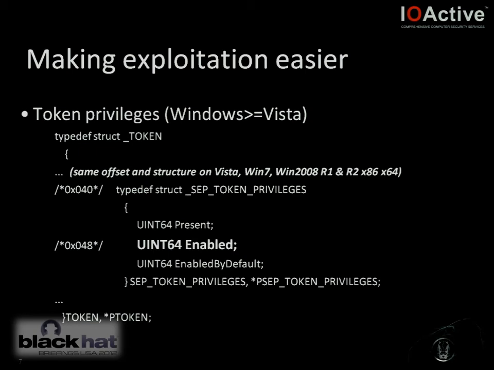It becomes very simple because you can get the token address, then you know it's a fixed offset since Windows Vista, and you have these 3 different fields, and you know you have to write on the enable field in order to enable different privileges.